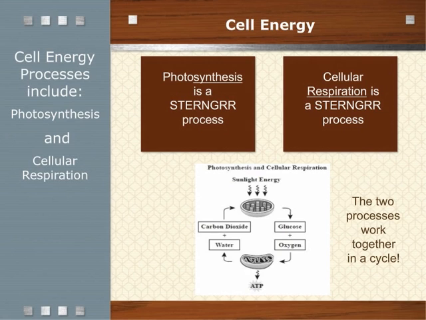At the top, you will see that plant cells are taking in sunlight. They are producing glucose, sugar, and oxygen. This is used in the mitochondria of cells to produce energy in the form of ATP. As a waste product, those cells are producing water and carbon dioxide, which again is used by the plant cells for photosynthesis. So you need the two processes to work together.